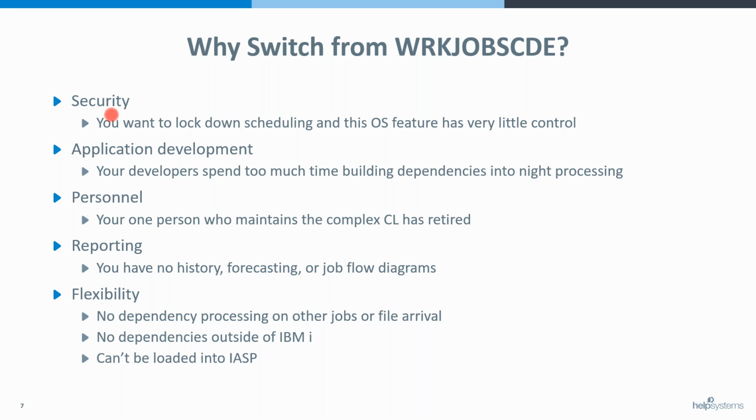Application developers are spending time building dependencies in CLs or into the night processing when you could just plug it into Robot Schedule and we just take care of it for you. You got that one person who's maintaining those complex CLs. As we mentioned earlier, reporting's a big problem. No history, no forecasting, what's going to run tonight, no job flows to show you dependencies. And then that whole flexibility. You don't have dependency processing outside of IBM i. So much of our night processing starts when a file arrives on the system, and that's missing also.